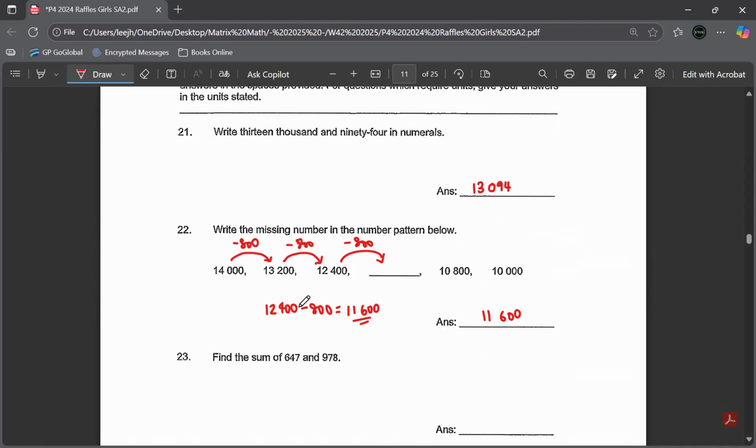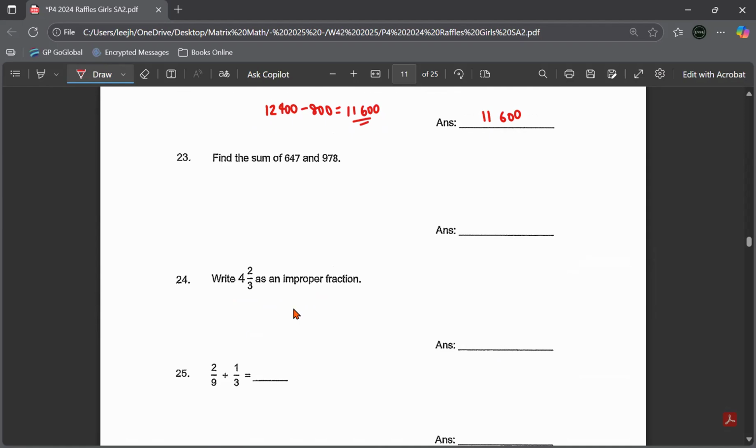Okay. Question 23. Find the sum of 647 plus 978. So you just do it, don't try to risk it by doing mental sums. Don't be careless lah. This is giveaway marks. So 7 plus 8, 15. 4 plus 7, 11. 11 plus 1, 12. 6 plus 9, 15. 15 plus 1, 16. 1,625. So I tell you, if you are careless, then it's wrong already. Then you don't get the mark. It's 2 marks, by the way, right?